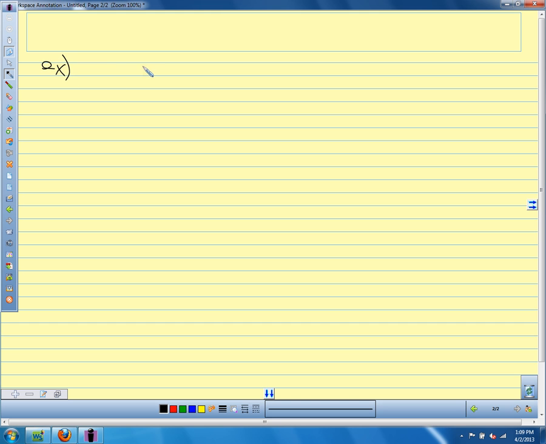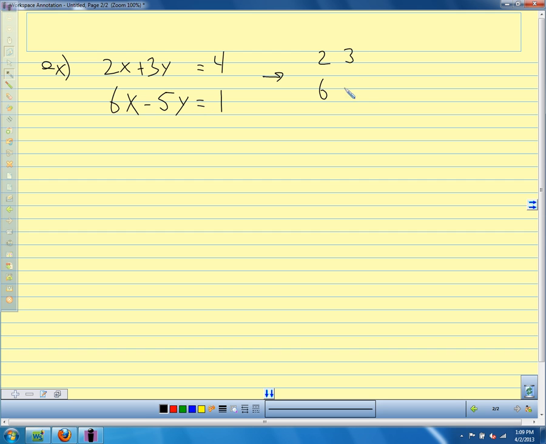So here's our system of equations. We have 2x plus 3y equals 4, and 6x minus 5y equals 1. And we want to solve this. So first I'm going to write it as a matrix equation. 2, 3, 6, negative 5 times x, y equals 4, 1. So there's my matrix equation.